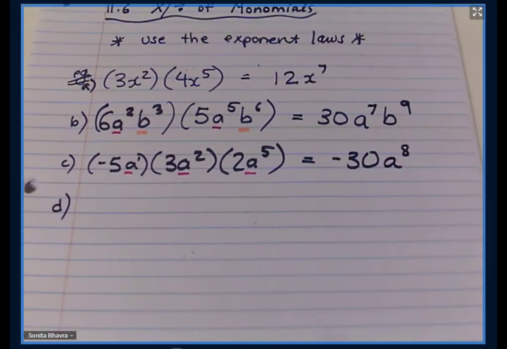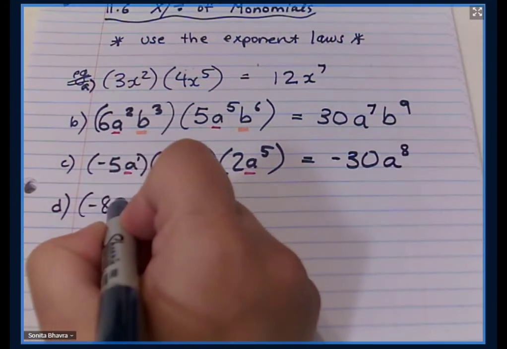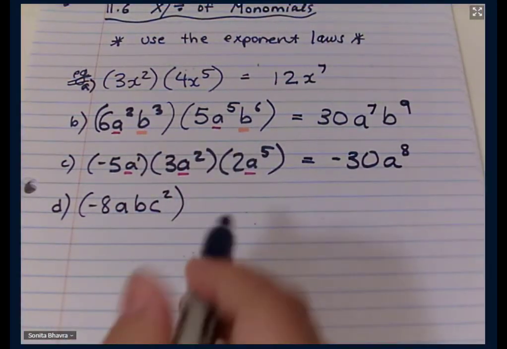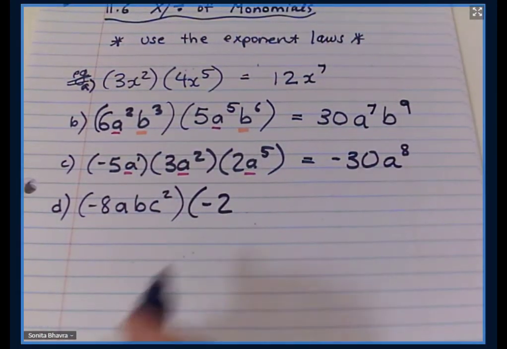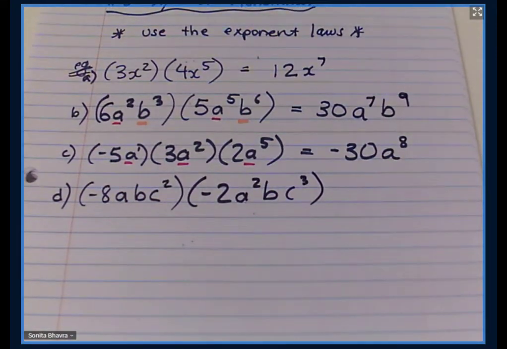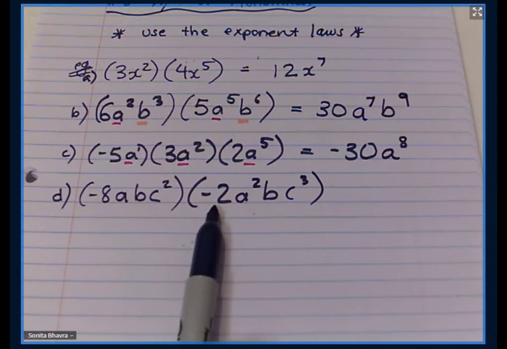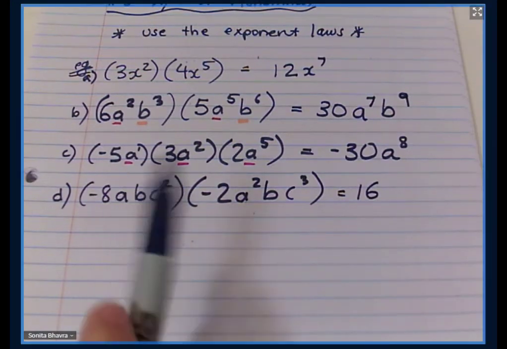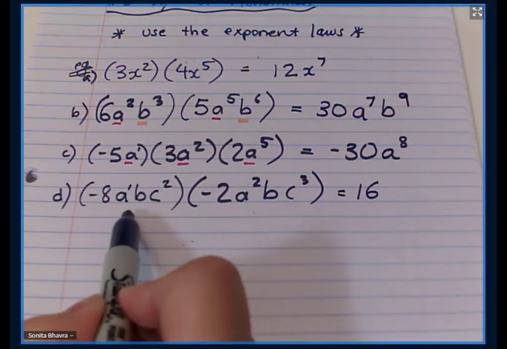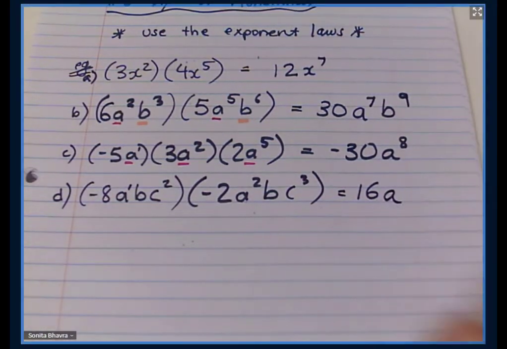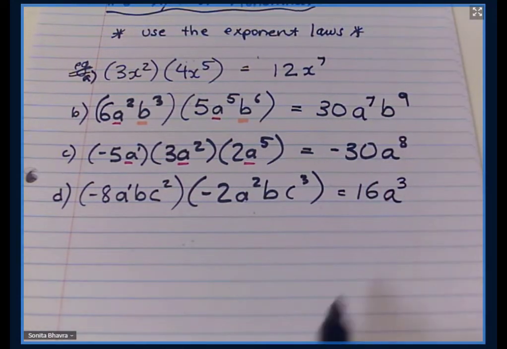Okay, and then last one here, we have negative 8abc squared, and then we have negative 2a squared b, and then c cubed. All right, so first thing, again, multiply the two numbers. So negative 8 times negative 2, that gives me 16. All right, and then we have a to the power of 1. I'm just going to note that there's a 1 there, and a squared, and they're being multiplied together. So we'll add our exponents. So 1 plus 2, that's a to the power of 3.